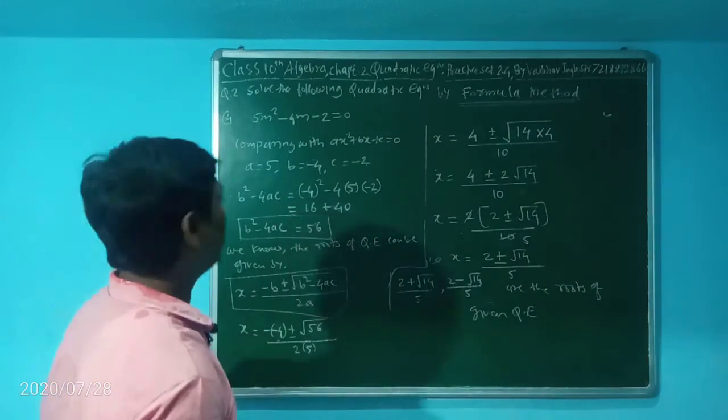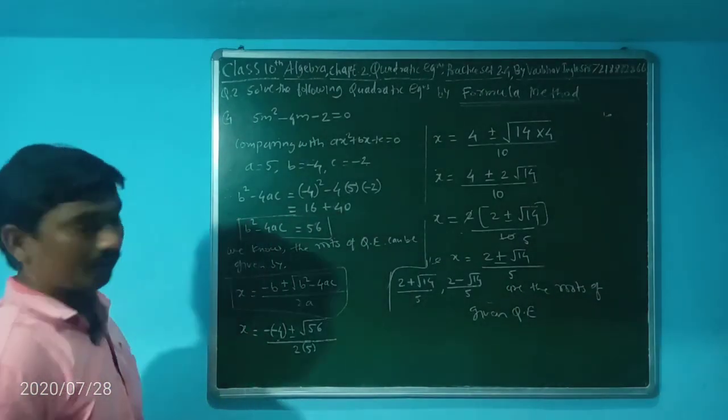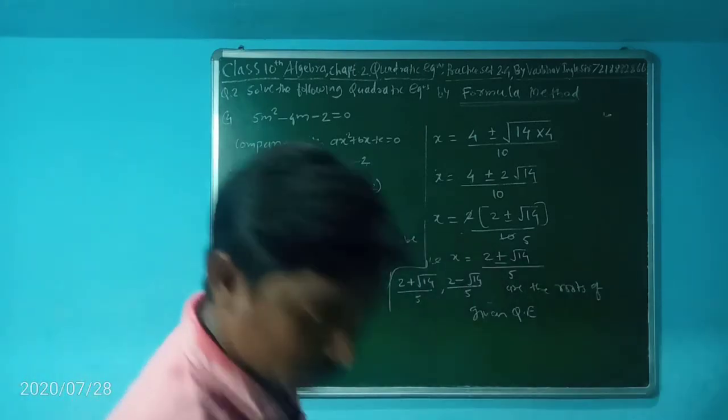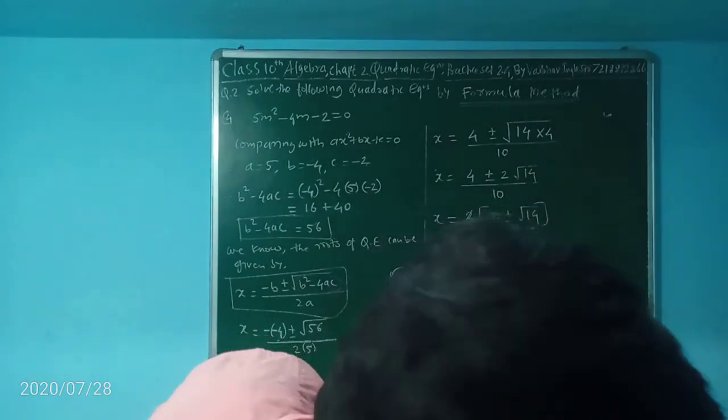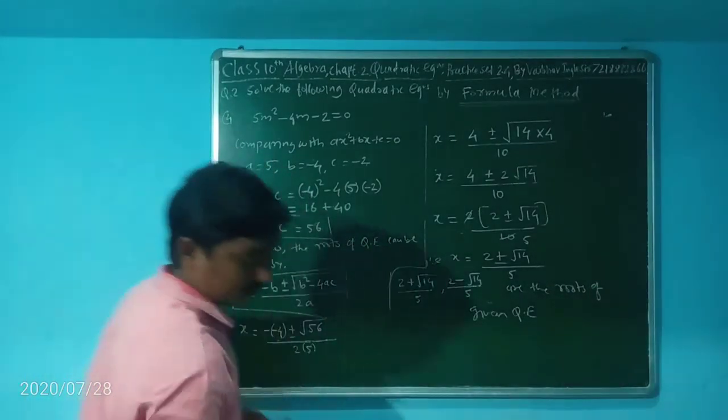Now we'll go for the next question, question number 5, and question number 5 is y square plus 1 by 3y.